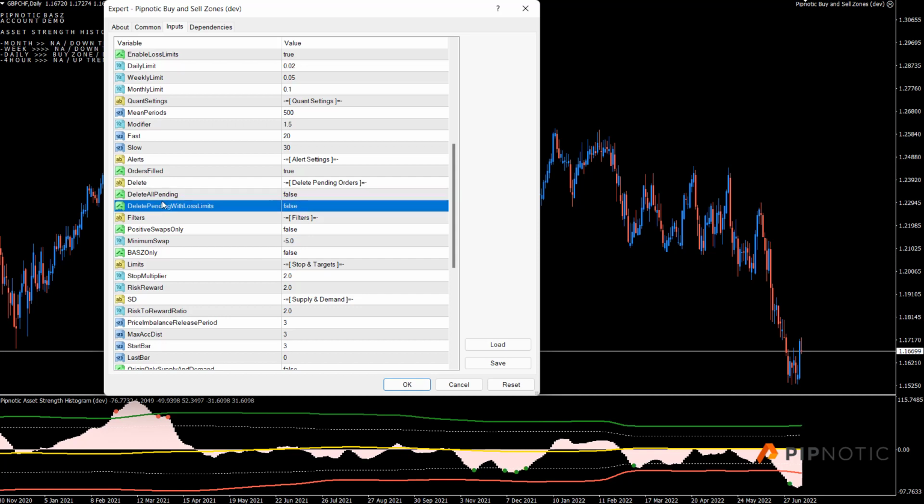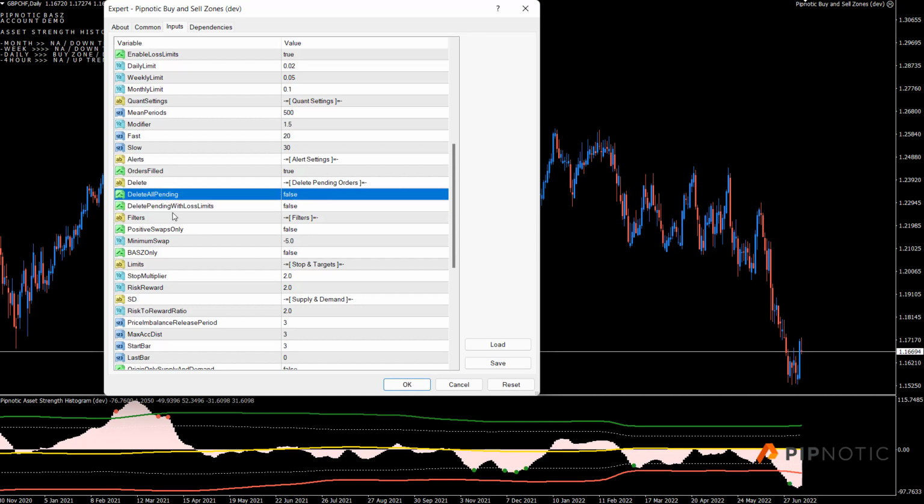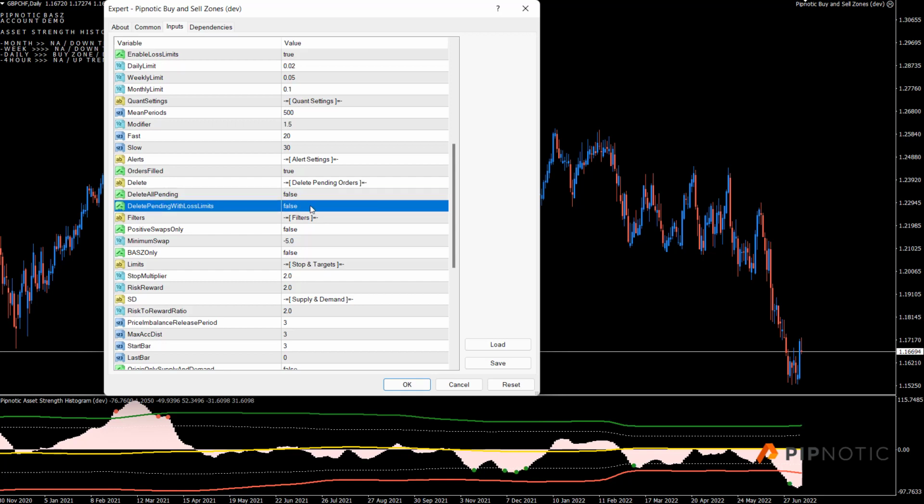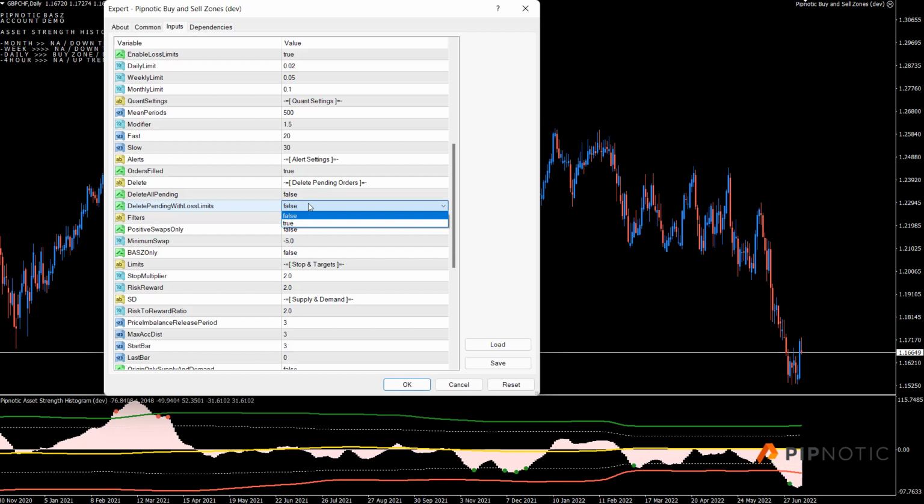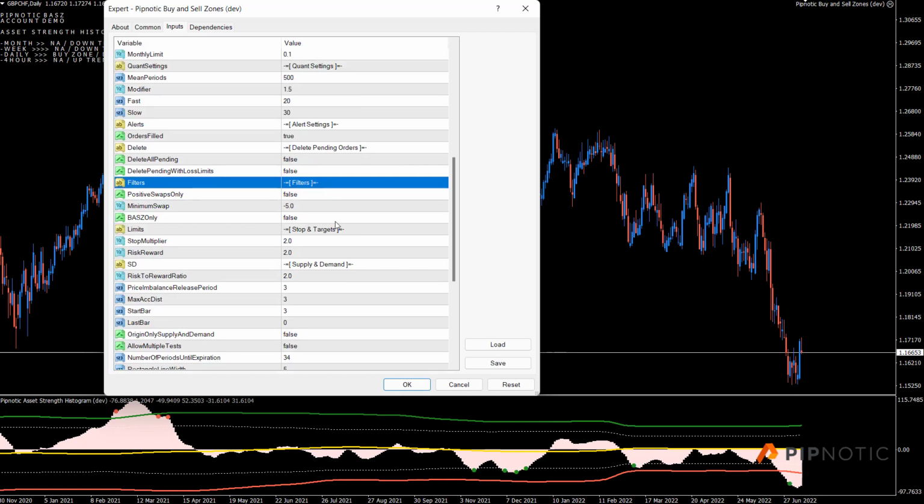Then we have this setting here, delete pending with loss limits. That means this should also be set to true. What this means is that if you have 10 pending orders that are not yet filled and you've already exceeded any of the loss limits, then it'll delete all of the pending limits to avoid additional losses for that day, that week, or that month. So this is just a really good setting to have enabled.